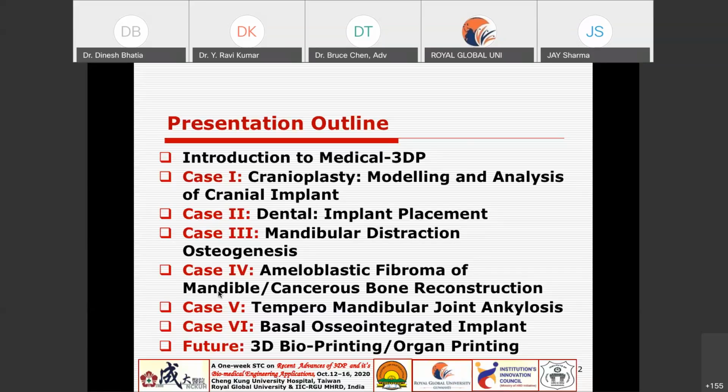The fifth case is on temporomandibular joint ankylosis, called TMJ reconstruction. And the sixth case is the bacillus integrated implant for an accident case. Of course, the future direction is going to be organ printing, but still there are some challenges to be addressed before organ printing comes in a full-fledged way. That's what I planned for the presentation.